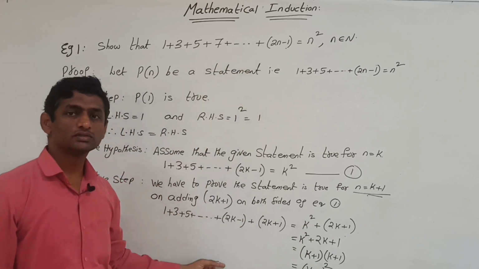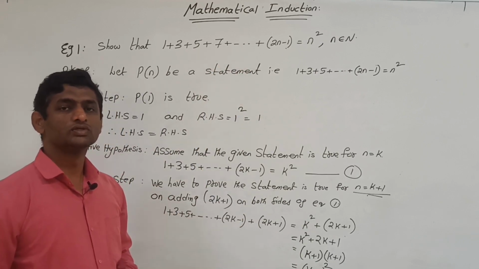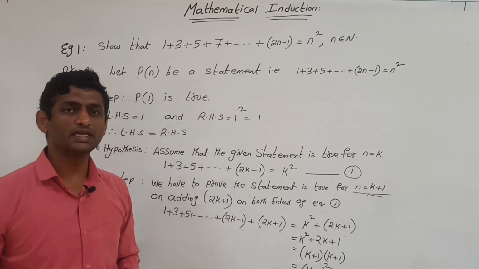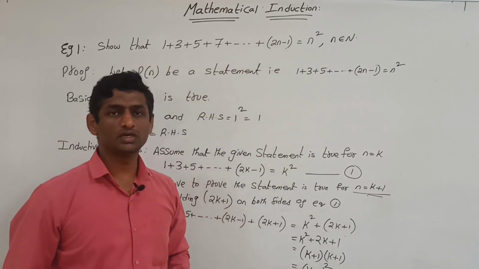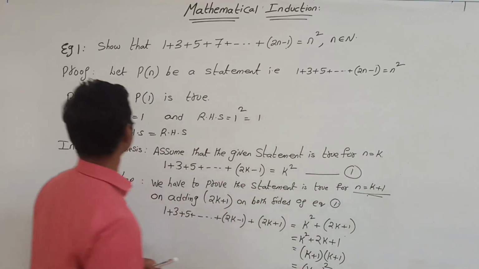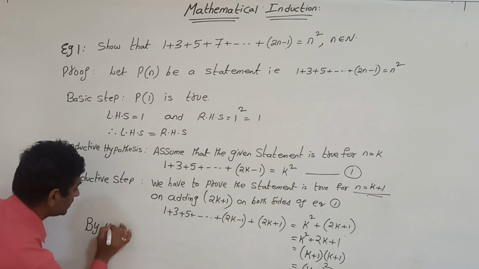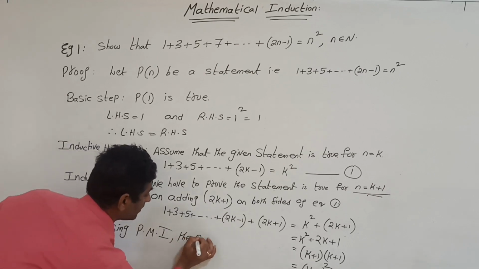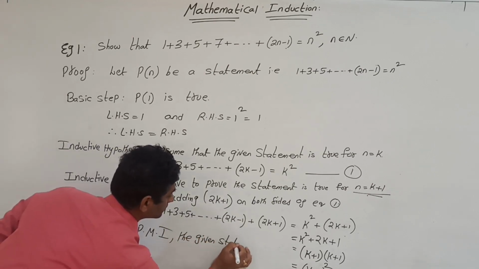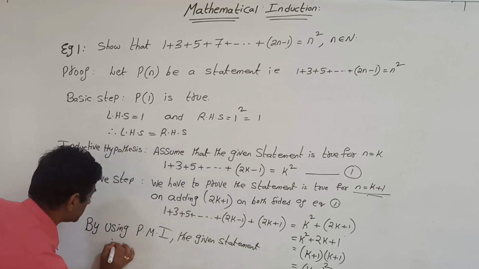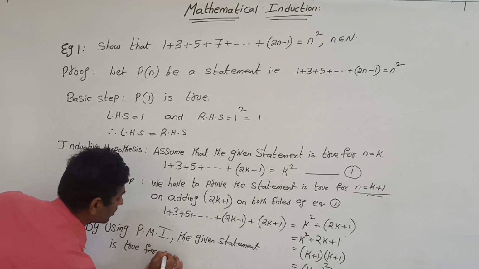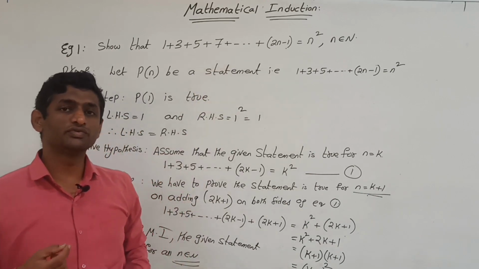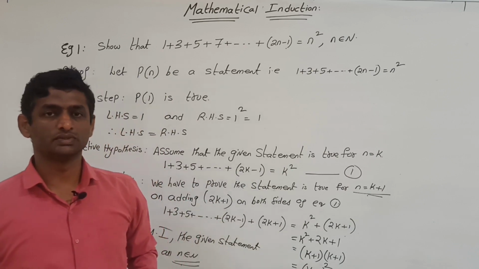So what we can conclude from this is that, by using the principle of mathematical induction, PMI, the given statement is true for all n belonging to N. So this is the formula for finding the sum of the first n odd natural numbers. Next, we'll see the next example.